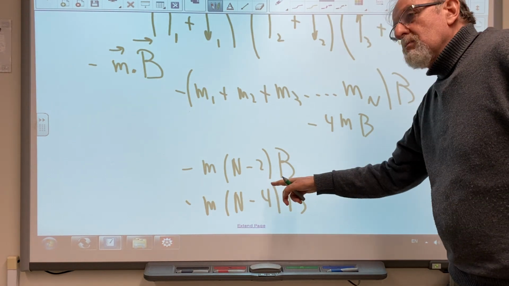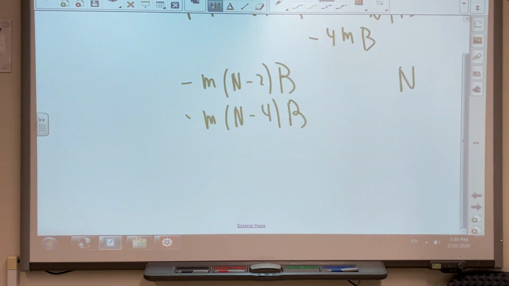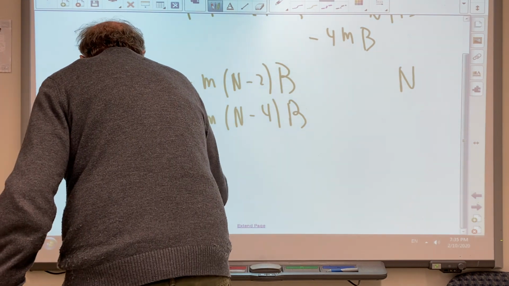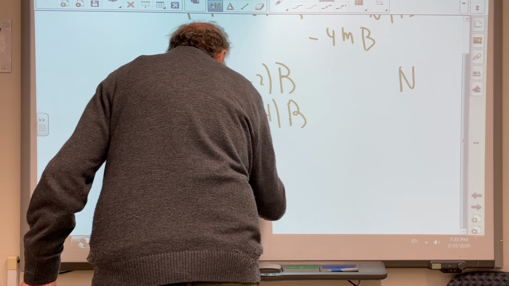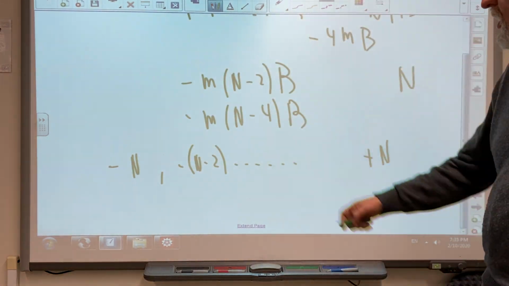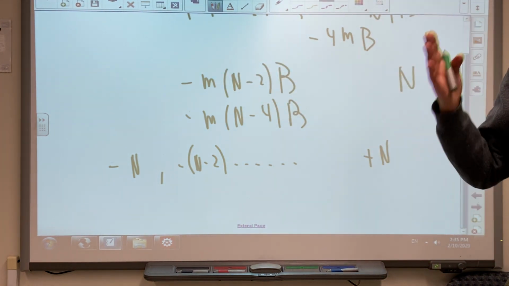Because n minus 2 is n minus 4, and so on. So you see that the energies will run from minus n, minus 2, etc., all the way to plus n. Always multiplied by minus mB. But you know, the factor minus mB, I don't need to carry it.